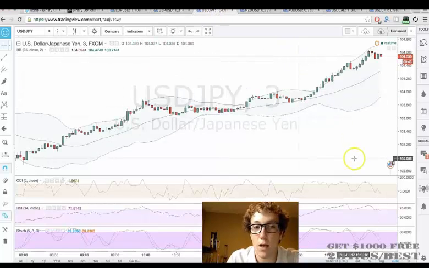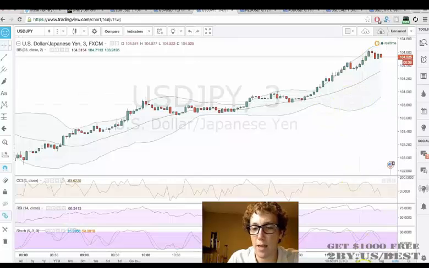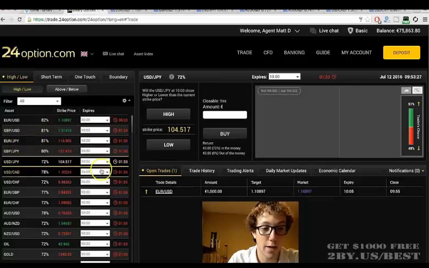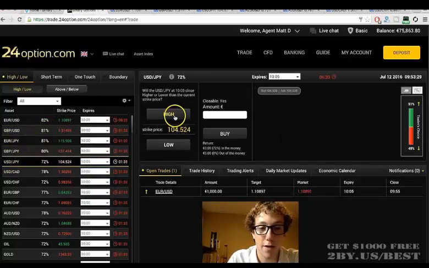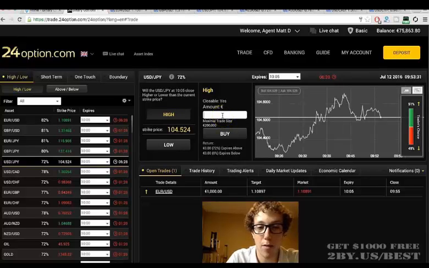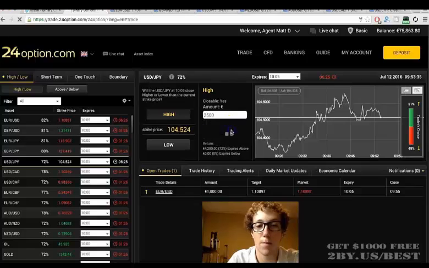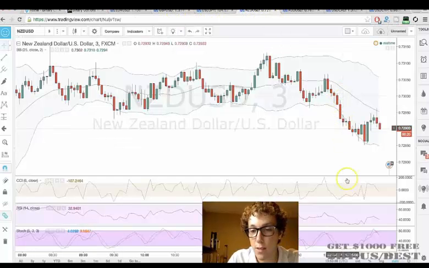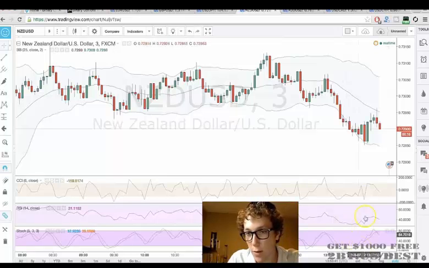Now the US Japanese yen has been a steady uptrend, and even since the U.S. market opened, the steady uptrend has continued. So this is a very strong call trade. So again, 15 minutes, 10:05, a high trade, and we're going to put a big amount on this one. Let's do 2,500.